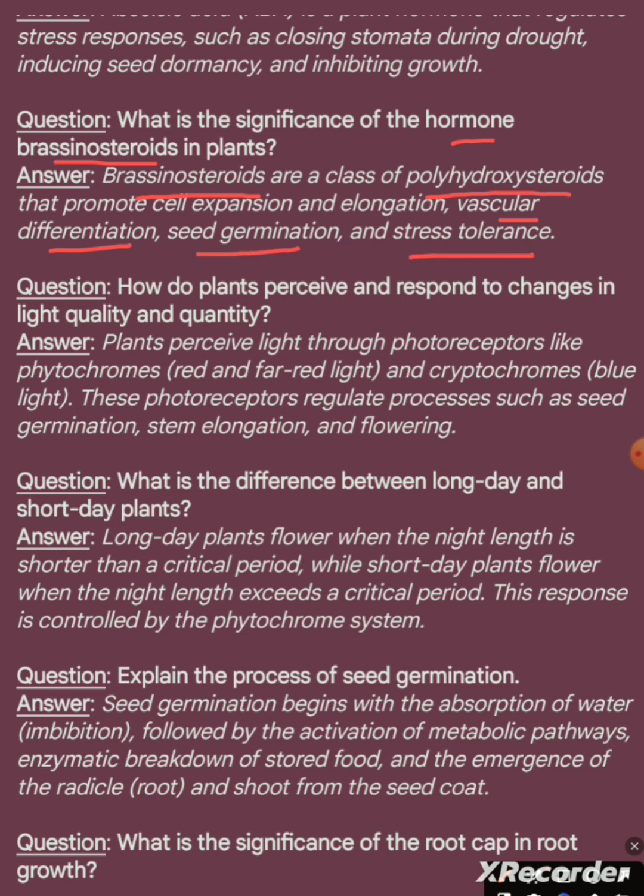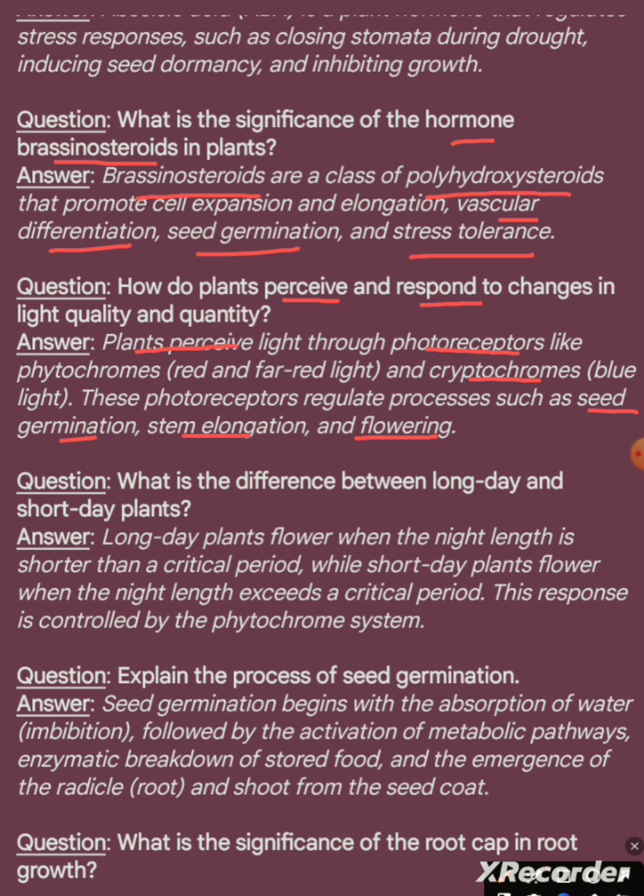Next question. How do plants perceive and respond to changes in light quality and quantity? Answer: Plants perceive light through photoreceptors like phytochromes, red and far red light, and cryptochromes, blue light. These photoreceptors regulate processes such as seed germination, stem elongation, and flowering.